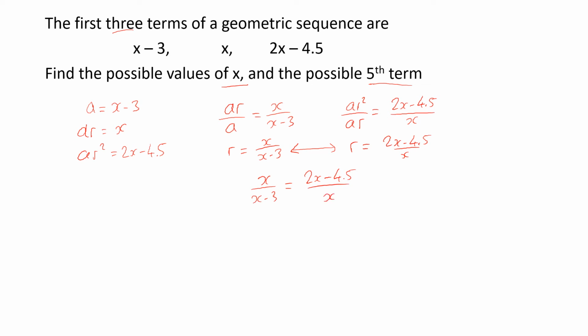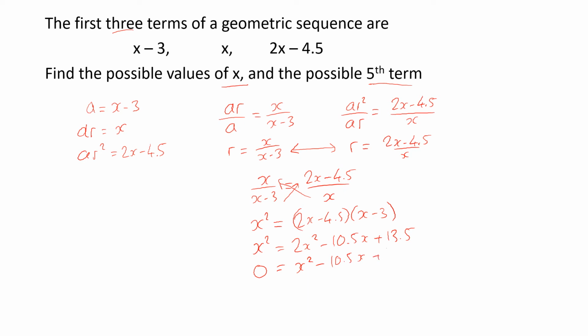2x minus 4.5 over x. From there, you've got an equation in one variable, and your general idea would be to expand it. So we'll bring everything up to one side, so we'll times across by the x there, we'll times across by the x minus 3 on the other side. We'll then expand that, so we'll say x squared is equal to, what would that be? 2x squared minus 10.5x plus 13.5, and we can bring the x squared across to make it a 0, so x squared minus 10.5x plus 13.5.